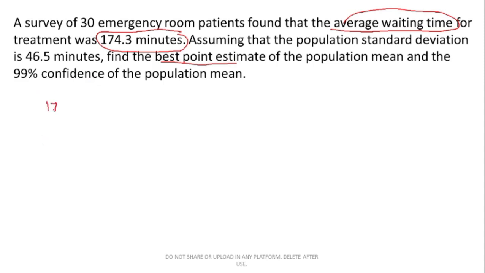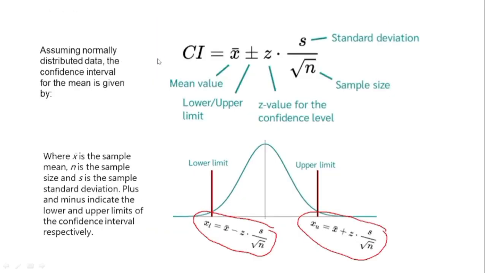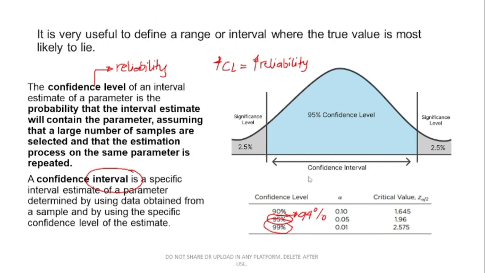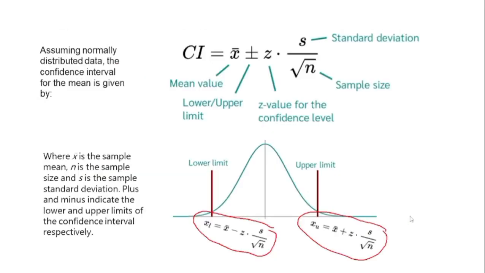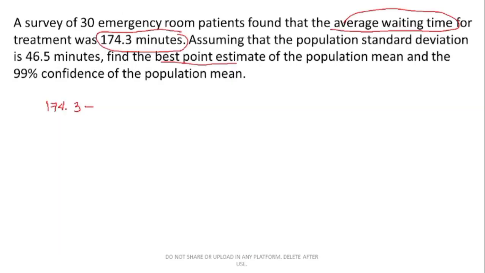So, we have 74.3 minutes minus our z value for 99% confidence level, which is 2.575, times our standard deviation, which is 46.5, all over the square root of our sample. Our sample is 30.